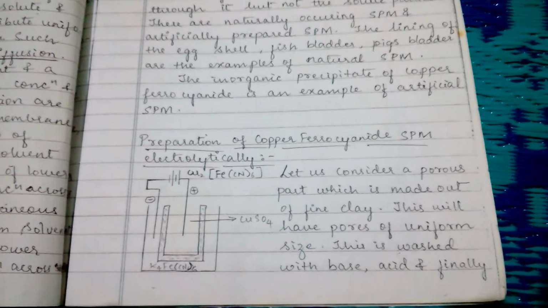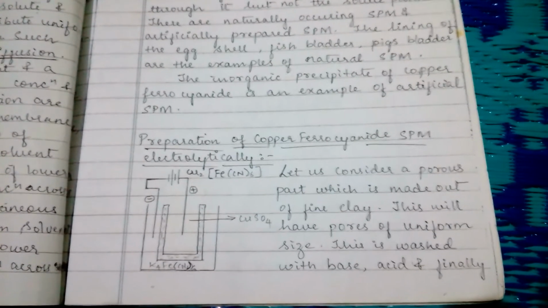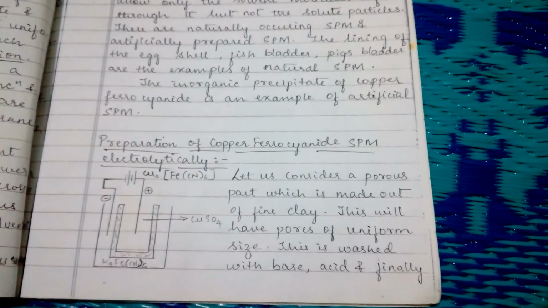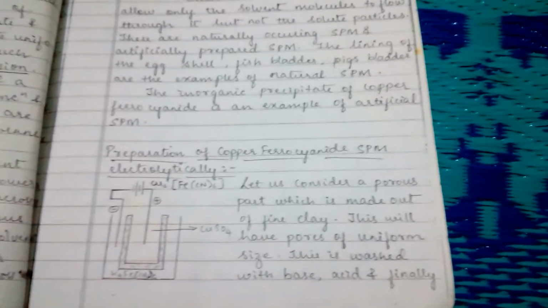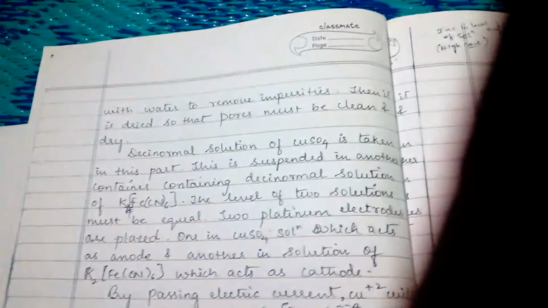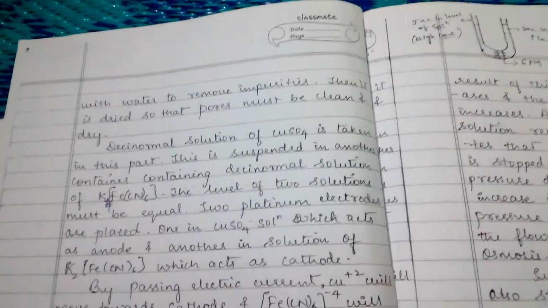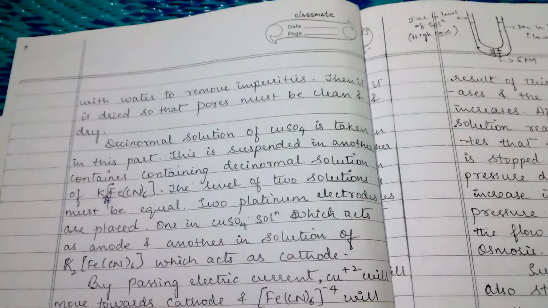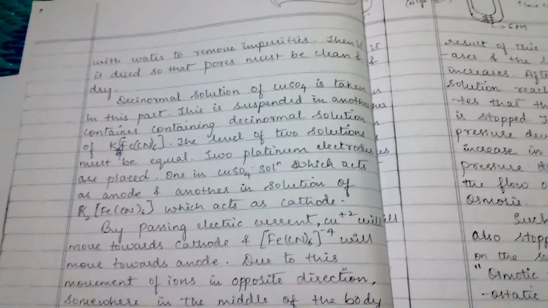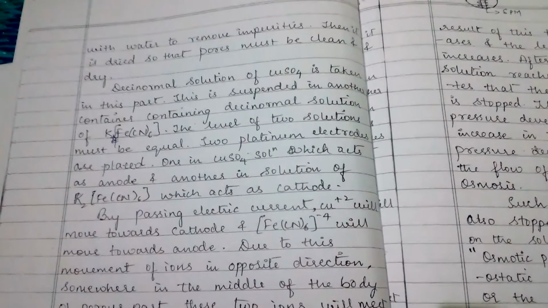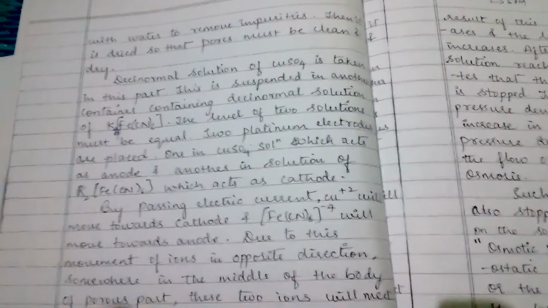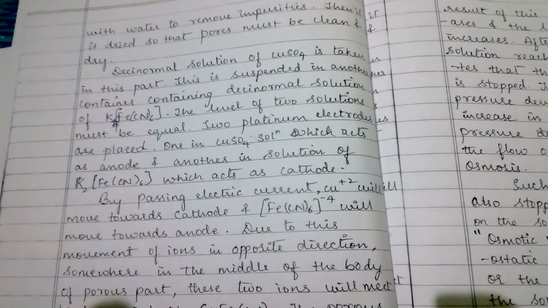Let us consider a porous pot which is made out of fine clay. This will have pores of uniform size. It is washed with base, acid and finally with water to remove impurities. Then it is dried so that the pores are clean and dry. Decinormal solution of copper sulfate is taken in this pot. This is suspended in another container containing decinormal solution of potassium ferrocyanide. The levels of the two solutions must be equal.